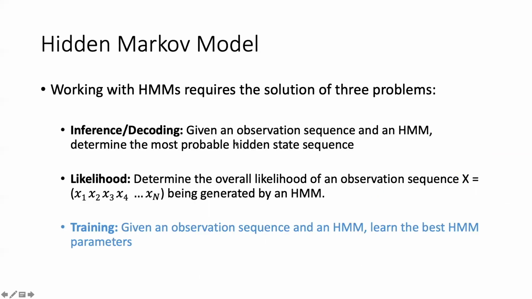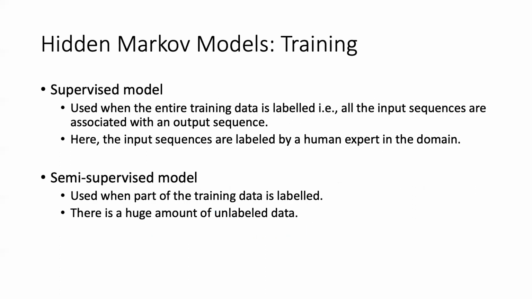So far we discussed the inference and likelihood problems, and next we will discuss training HMM parameters and obtaining the parameters of the HMM. Based upon the availability of the labeled data, we can train HMM in two approaches. If the entire training data is labeled, then we can perform supervised training. But when a huge amount of data is unlabeled, then we have to go for semi-supervised modeling.